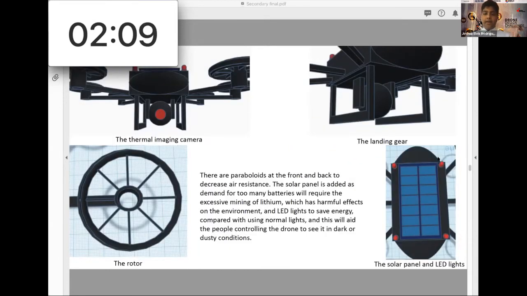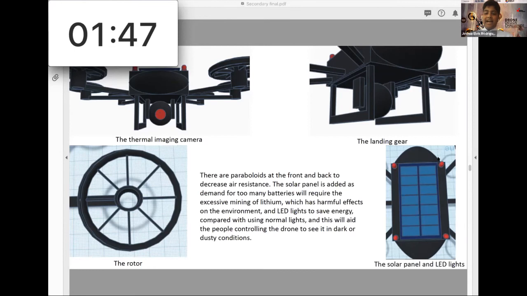So this is about the thermal imaging camera. You can see the sphere, and that helps it rotate better. And I've added the paraboloids, as you can see in the bottom right. Those are the cone-shaped things, and that helps decrease the air resistance. Because in a situation where it could be totally windy, because of the changing wind speeds due to the different heights of the buildings, this is going to help it stay stable.